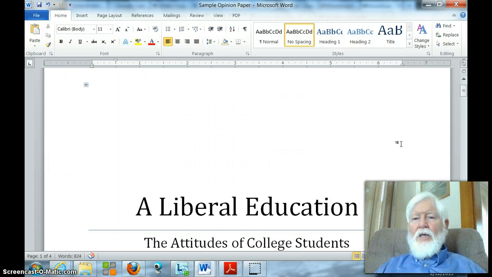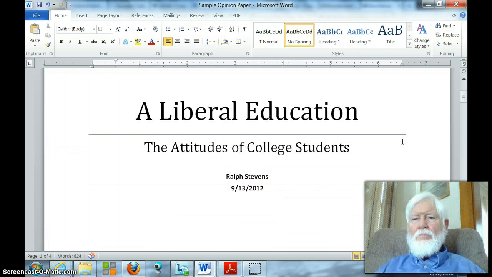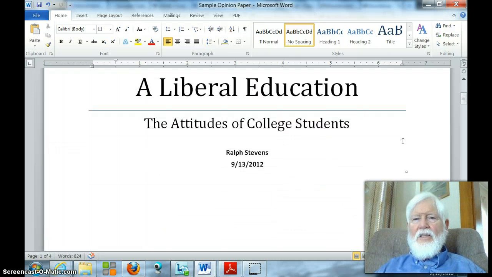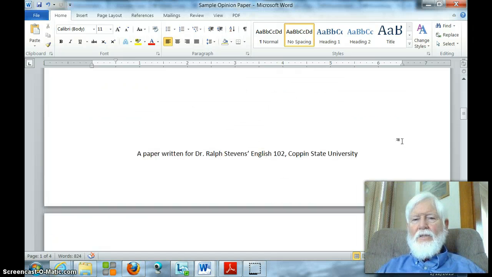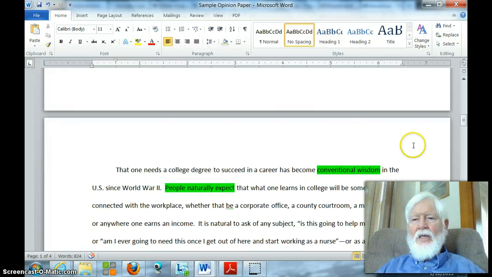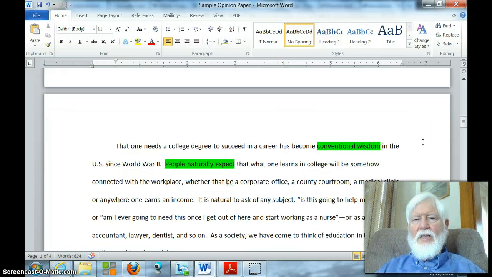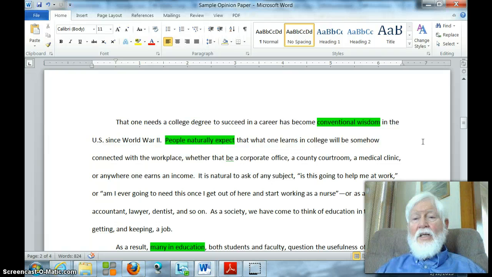All right, opinion paper. This is a sample opinion paper. Notice that it is in APA manuscript format, so that it has a cover page. And then on the second page, the text of the paper itself begins. Now, what I want to do is look at the structure of the opinion paper in terms of the basic essay, and then also look at the way the paper incorporates what they say and what I say, according to that model that is outlined in our textbook.